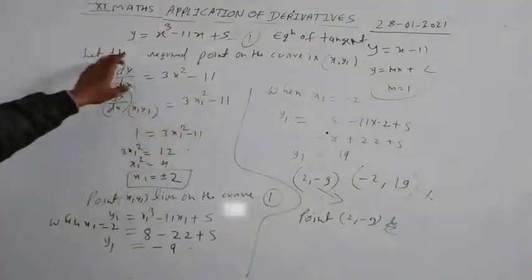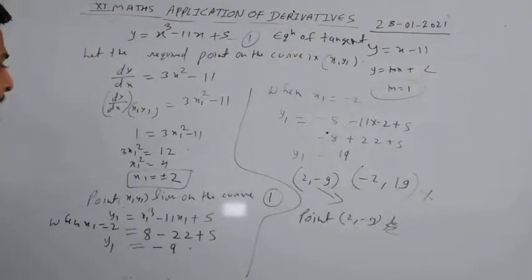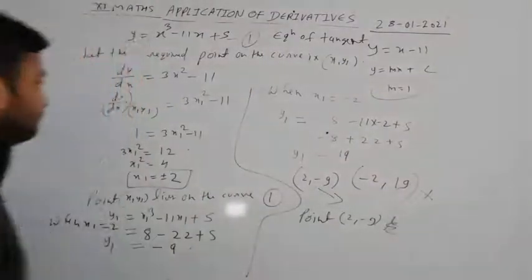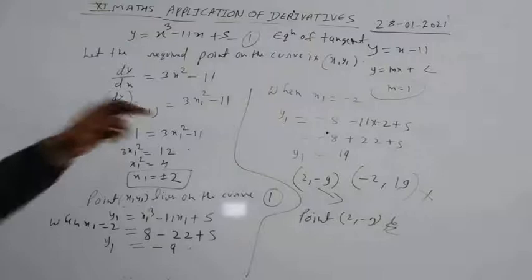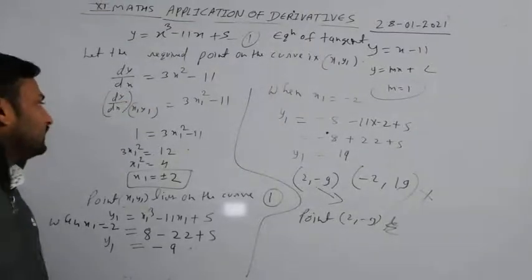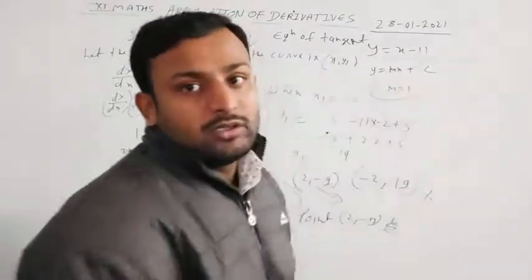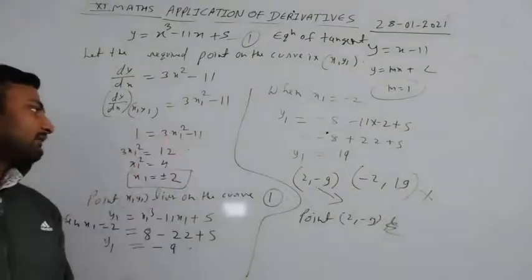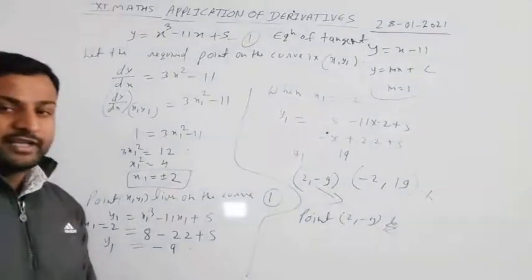So first of all student, we have taken a point on the curve, which is (x1, y1), and the line is also there. So dy by dx is equal to what student? 3x square minus 11. So dy by dx at (x1, y1) is equal to 3x1 square minus 11. Now our slope is 1 because this is the equation of tangent and this slope is 1, so we put the slope as 1. So 3x1 square minus 11, so x1 square is student 4. So x1 is what? Plus minus 2.